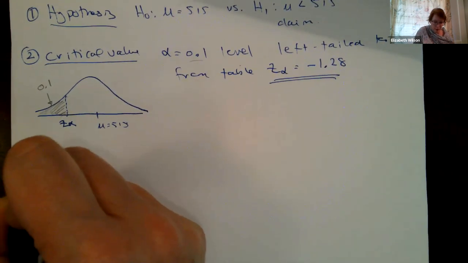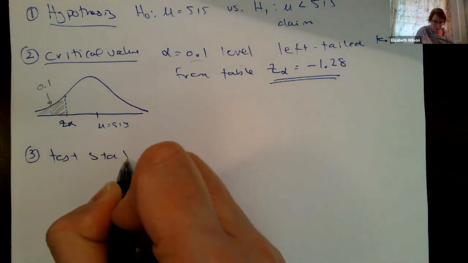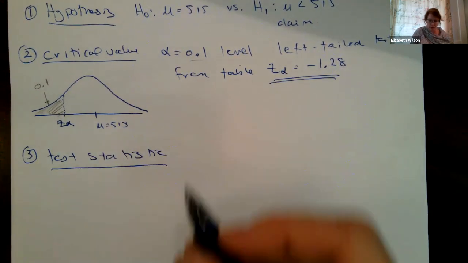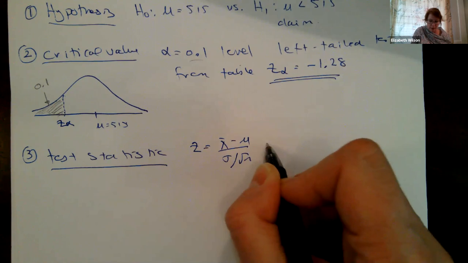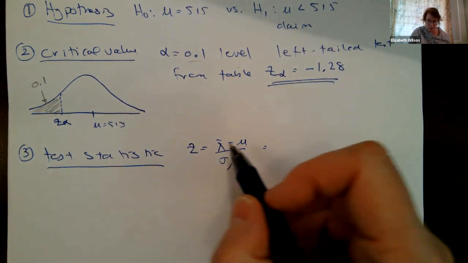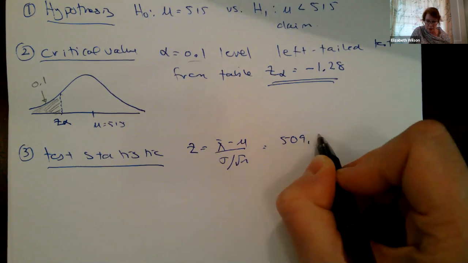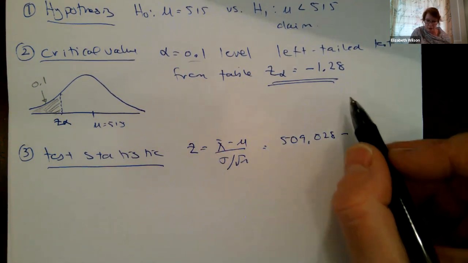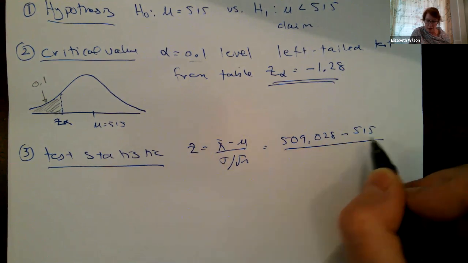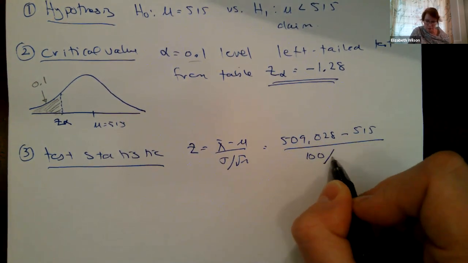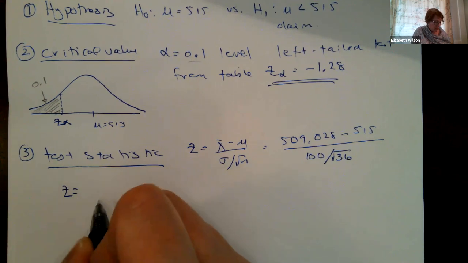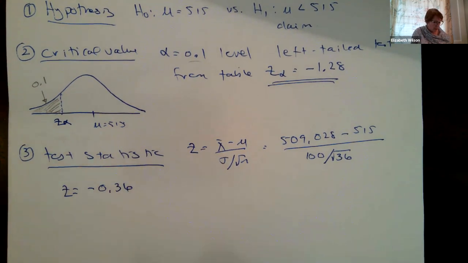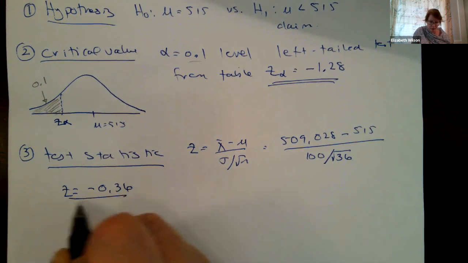All right, so let's calculate our test statistic. Remember, the test statistic is z equals x bar minus mu over sigma over radical n. So I'm going to plug in what we have. My x bar is my sample, 509.028, minus my population average, which they said was 515, all over my standard deviation, 100, divided by the square root of n. Plug it all in, multiply it out, divide it, and I find my z value is equal to minus 0.36.